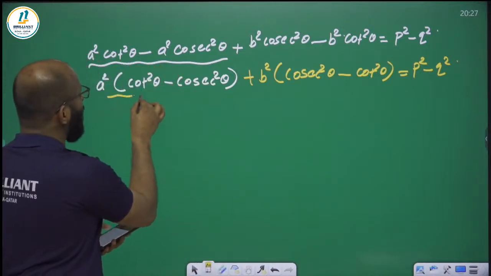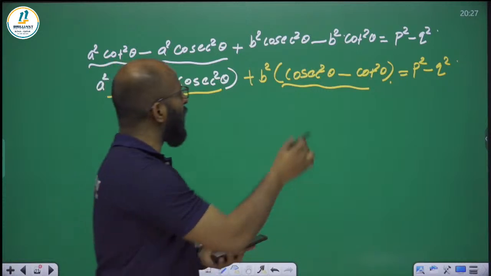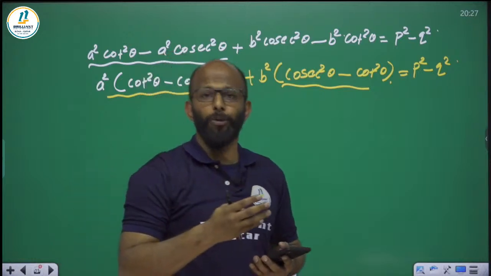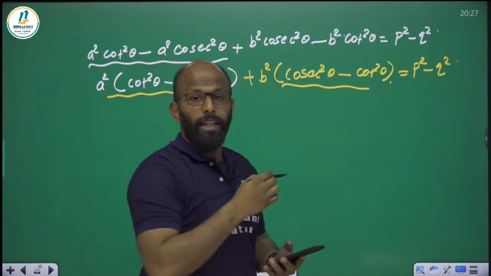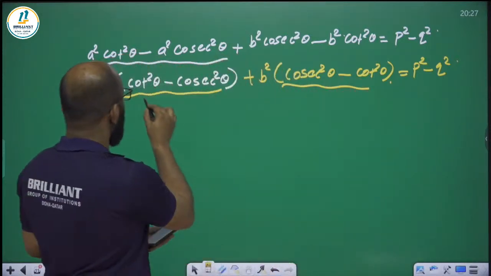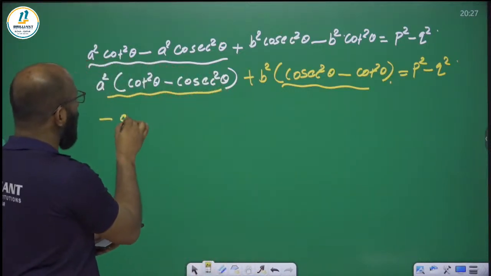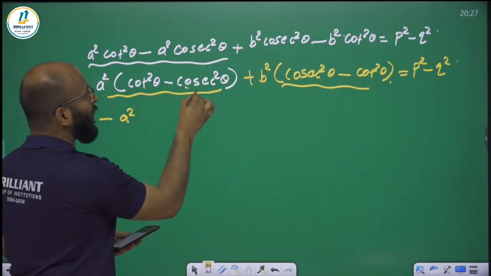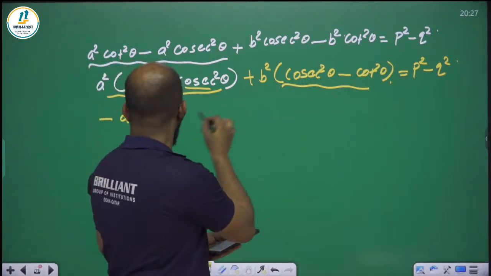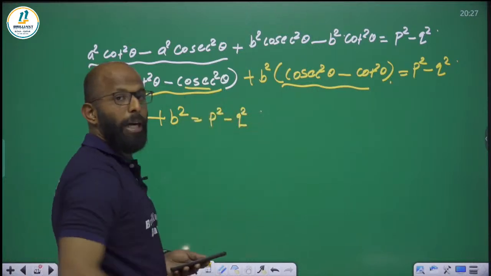Now, when you look at the first expression and the second expression, cot square theta minus cosec square theta and cosec square theta minus cot square theta, we have an identity in trigonometry. We have studied 3 identities in the trigonometry chapter. The third identity is cosec square theta minus cot square theta is equal to 1. But in the first one the terms are interchanged, so we need to put a minus sign here, minus A square, because our identity is cosec square theta minus cot square theta, but here it is cot square theta minus cosec square theta. So minus A square plus B square is equal to P square minus Q square.